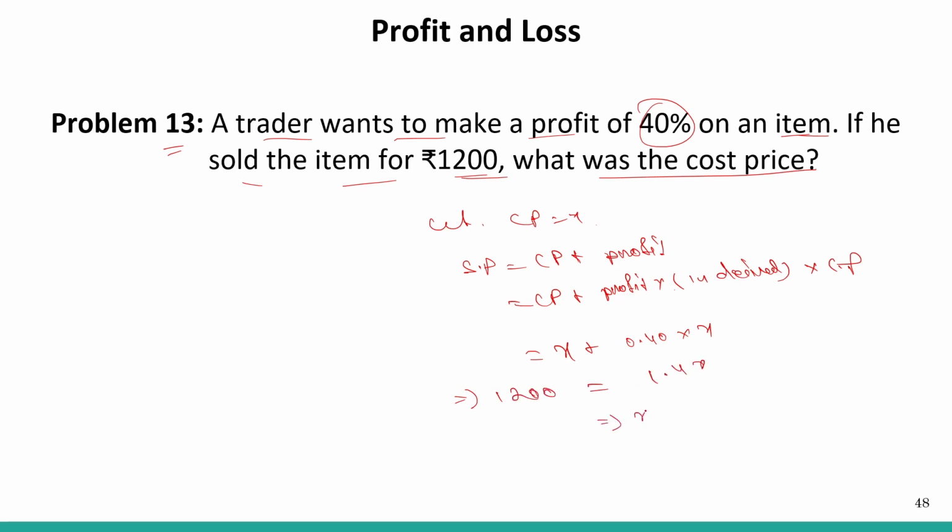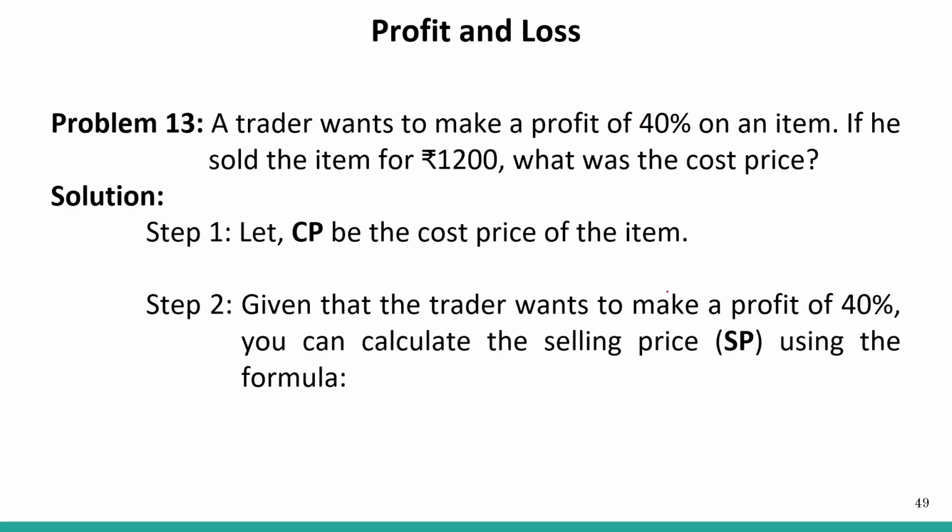So this implies that X is equal to 1200 by 14 into 10. Right. So this simplifies, this will be 7, this will be 6. So it is equal to 6000 by 7. Okay, so this will be the correct answer. Okay, this will be the cost price.